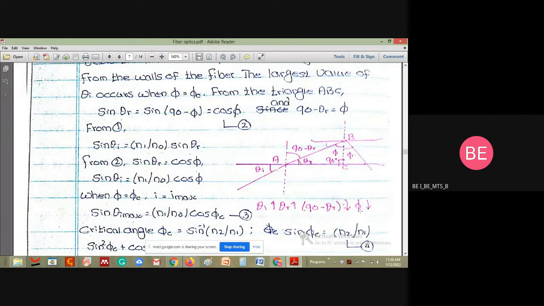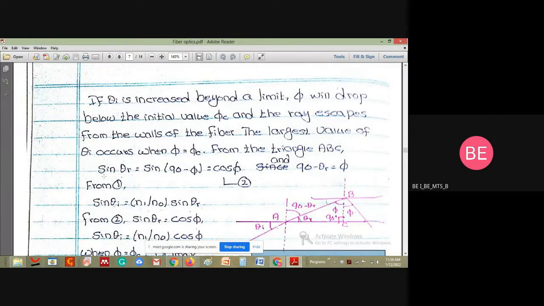Let me tell you once again. If you increase the value of the angle of incidence at the point A, the angle of incidence at the point B will decrease, right? That relation is given coherently with this equation. So let us go into the derivation.